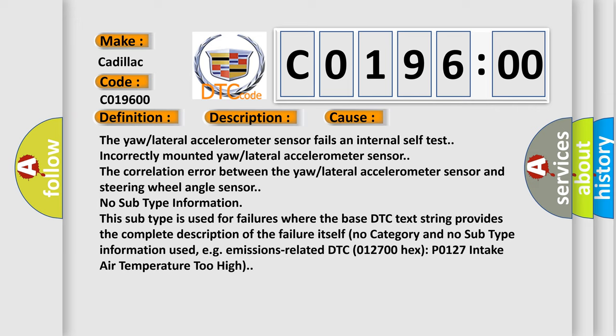No subtype information. This subtype is used for failures where the base DTC text string provides the complete description of the failure itself. No category and no subtype information used, e.g. emissions related DTC 012700 hex P027 intake air temperature too high.